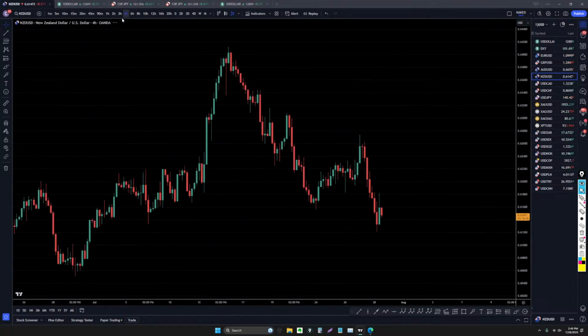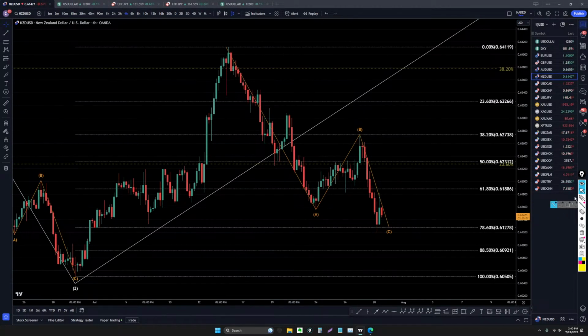Nice to see everybody. So going down to the 4-hour time frame is where you can see the lower lows, lower highs. It still looks like a trend for a wave A. It still looks like three waves up.